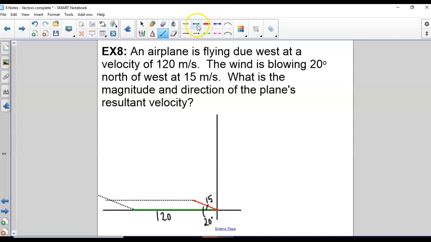The resultant vector, actually let me stop. Question so far? Alright, it might be a good idea for us to go ahead and do the angles here before we draw the resultant vector. So if this is 20 degrees, this angle over here is also 20 degrees. And what would the big angle right here be? So this angle right here.